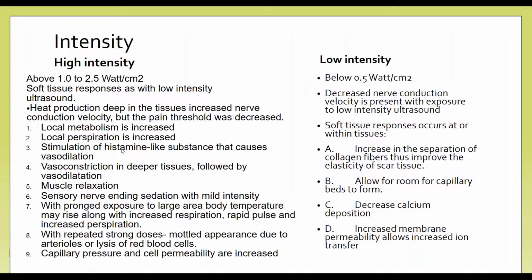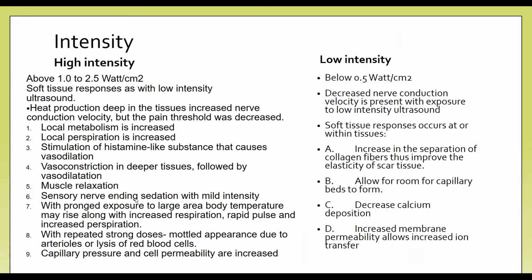Heat increases the local metabolism. You're also getting the heat that's going to cause more perspiration. You get stimulation of histamine-like substances that cause more vasodilation in the area as well. You do get vasoconstriction initially in the deeper tissues, but then that's going to be followed by vasodilation once the hormones kick in. It will help you relax the muscle. Really good to do before myofascial release or cross-fiber massage or stretching.